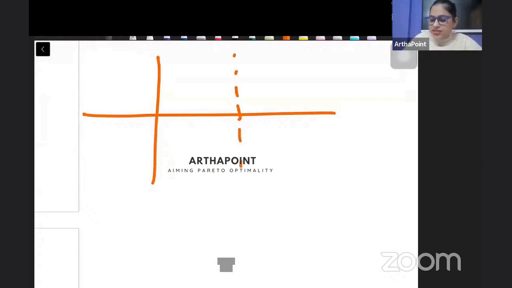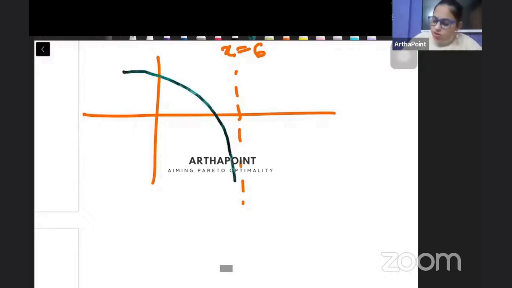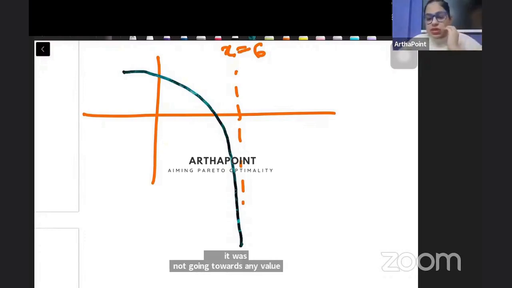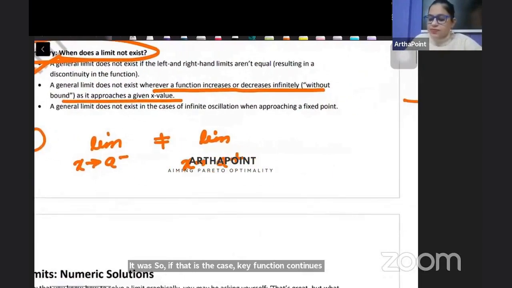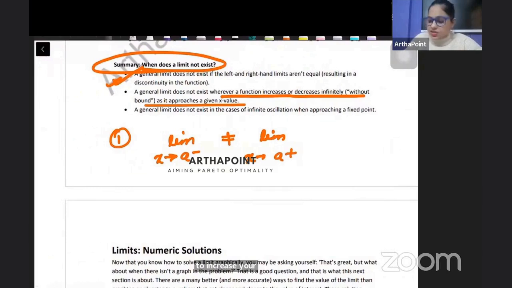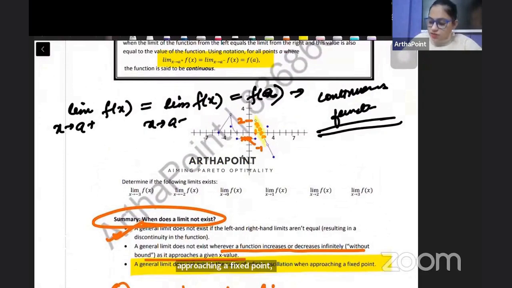this was x equal to 6 और ये फंक्शन डिक्रीज ही हो जा रहा था. It was not going towards any value. It was continuously decreasing. So if that is the case, कि function continuously increase या decrease किए जा रहा है, in that case also we say that the limit does not exist. A limit does not exist in case of infinite oscillations while approaching a fixed point. Again, हमने ये oscillations दिखा दिए हैं. So if there are oscillations in the function, then also the limit will not exist.